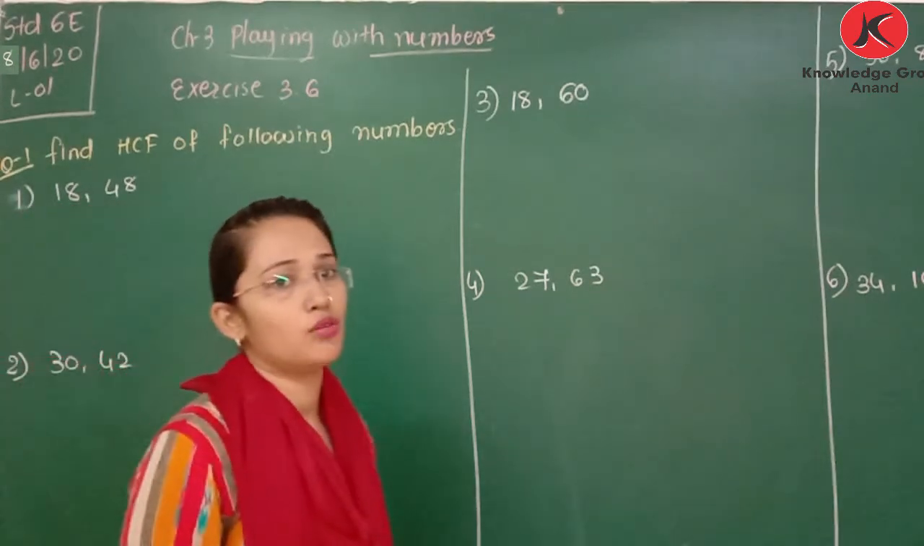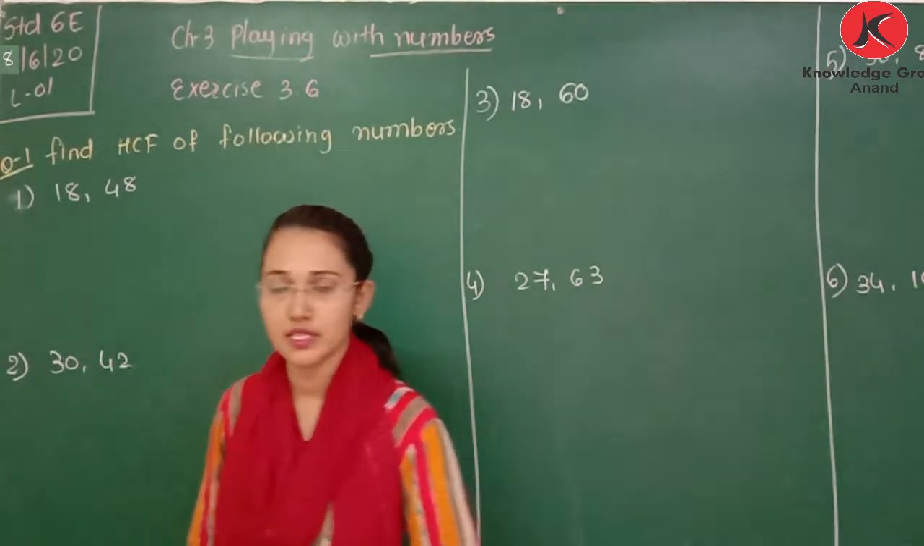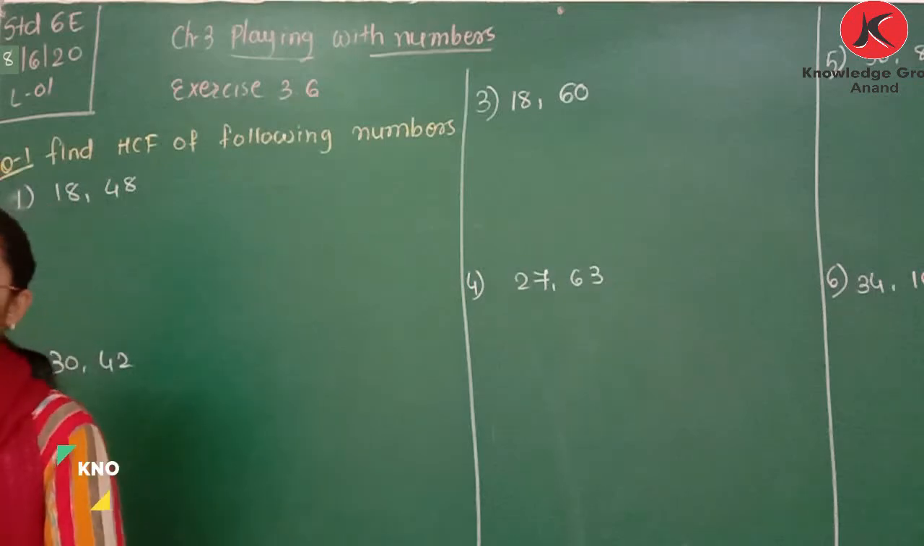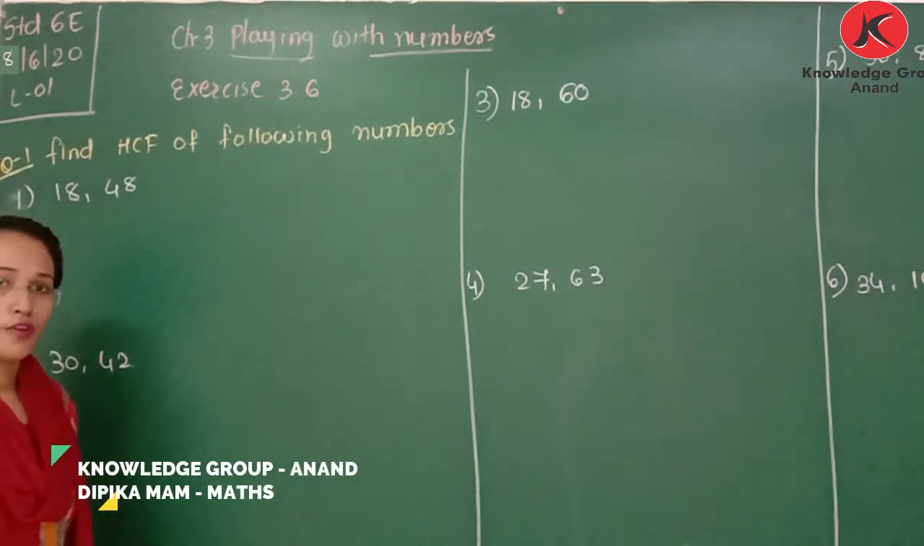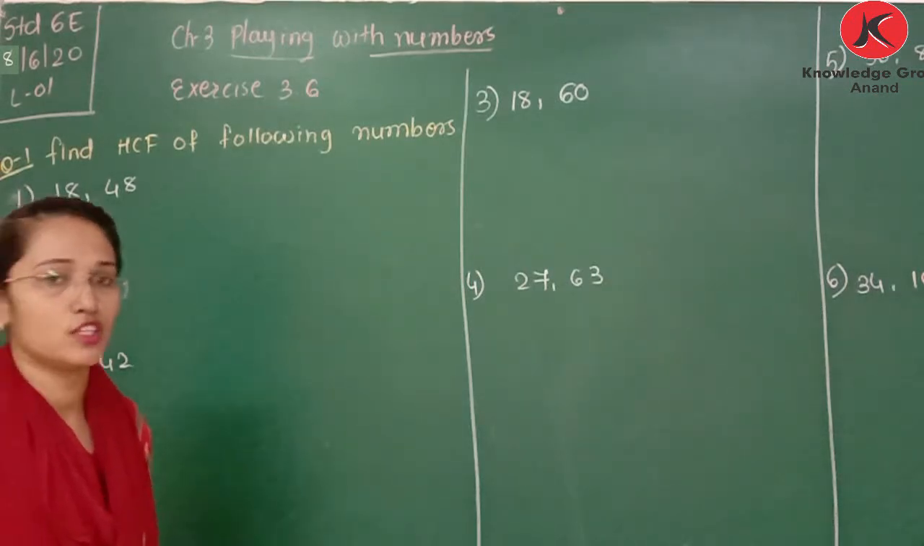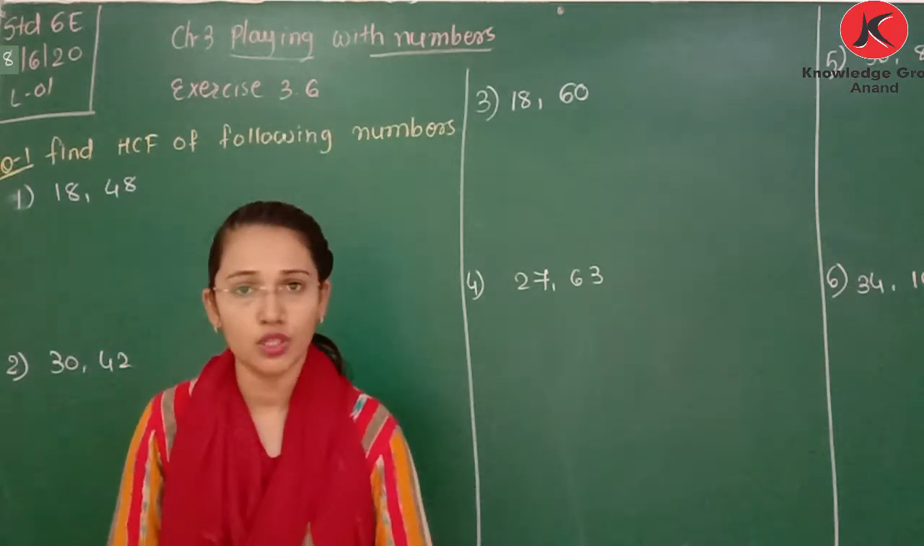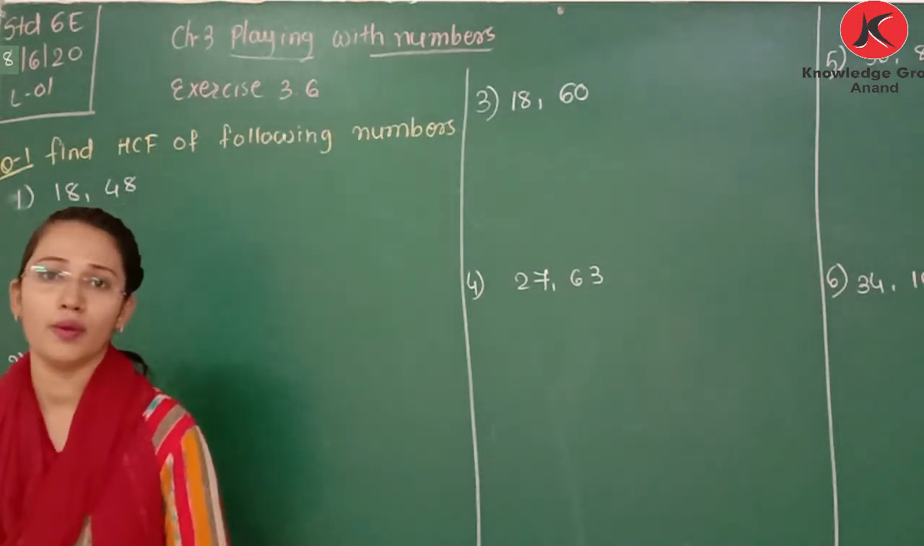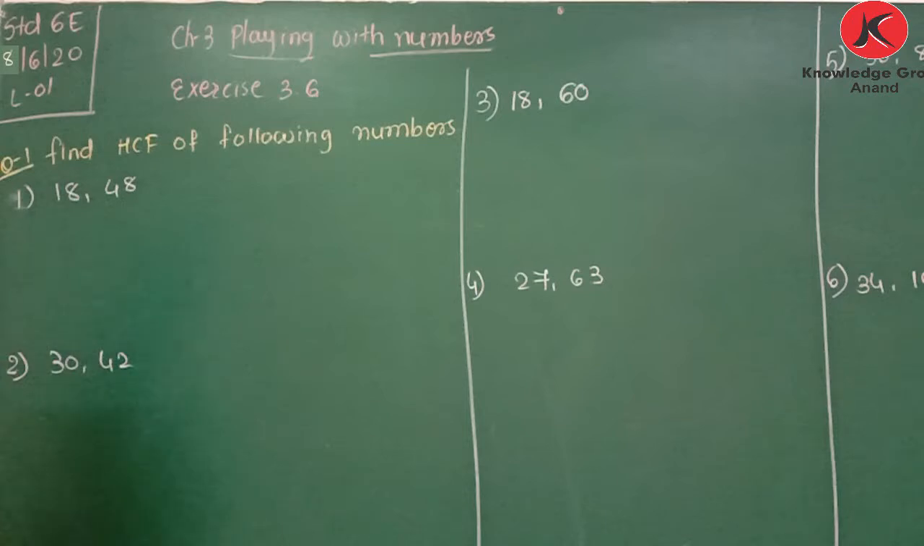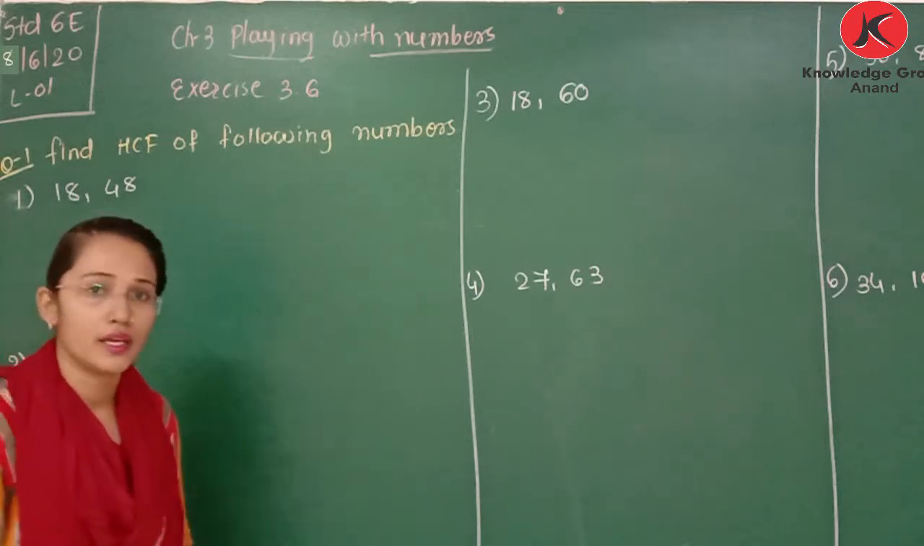Previously we learned about the HCF of numbers. HCF means highest common factor. It means you need to find the factors using prime factorization of each number, and then you need to find which numbers are common in the factors. And then if you multiply those numbers, you will get the highest common factor.